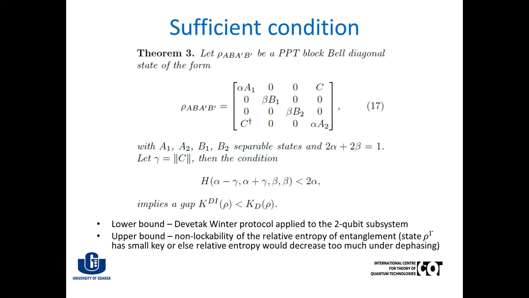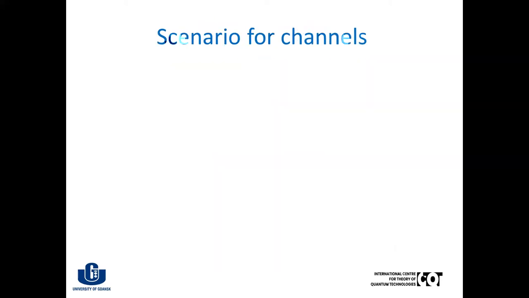And for the upper bound, we use non-lockability of relative entropy of entanglement. We want to upper bound the key of rho partially transposed, and we observe that this state, after one-bit dephasing on its key part, becomes separable. So relative entropy, being non-lockable, must have been small because it went down to zero after dephasing, and from that you get the bound, roughly speaking.